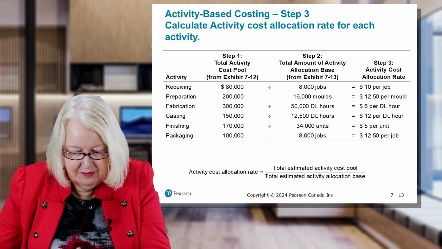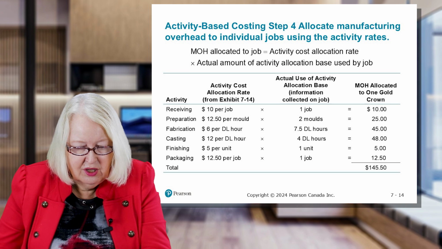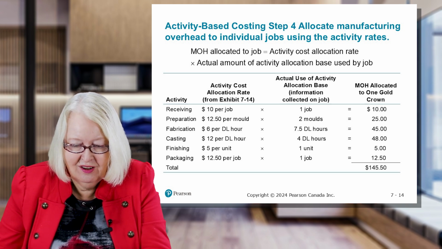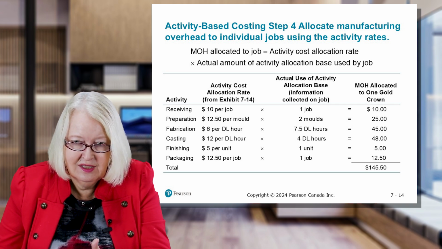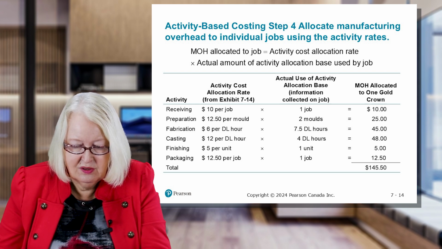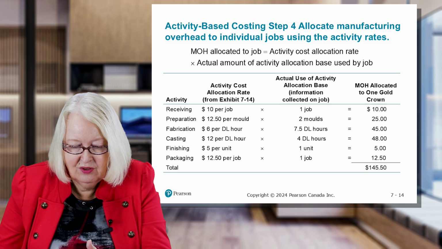So the next step is to apply the cost. In here you have your activity. For receiving, we calculated $10 a job, one job, $10. We're using the 6 activities and information on how much of each activity was necessary to produce one gold crown. So preparation, 2 molds at $12.50 per mold, $25. And fabrication and casting are based on labor hours, and you're given your cost per hour and the number of direct hours, and so on.